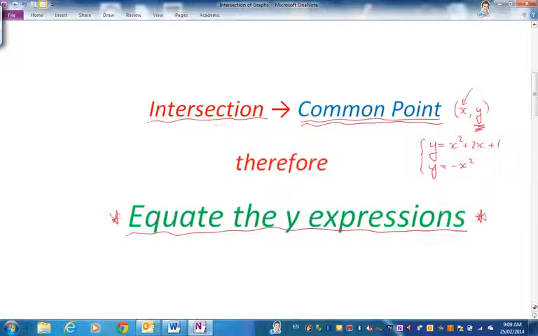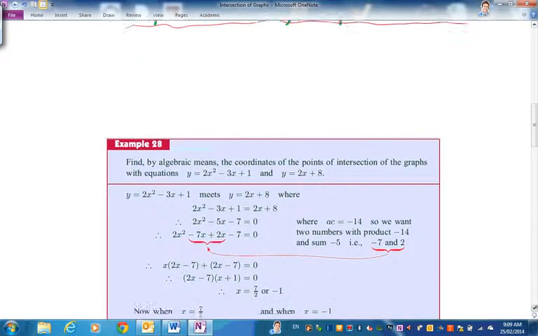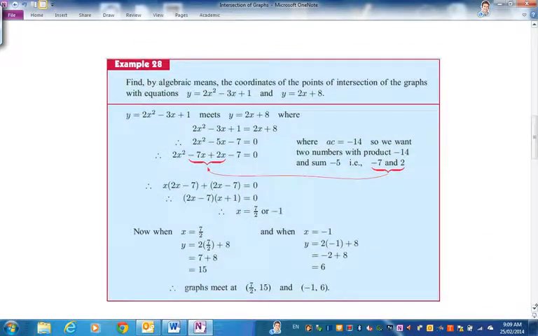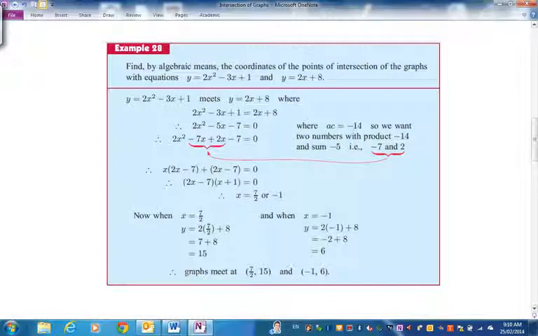Okay. Let's go and do some screen clippings here from Hayes and Harris. So you should perhaps have a look at their book and follow through there as well. So find by algebraic means the coordinates, that's the x and y, of the points of intersection. So it's where these two have a common point. So we will put the y's equal. Okay, so this one meets this one where the two y's are equal.